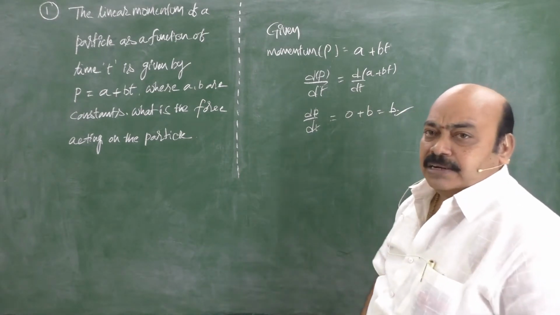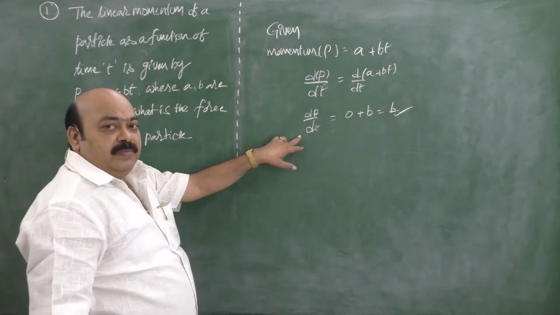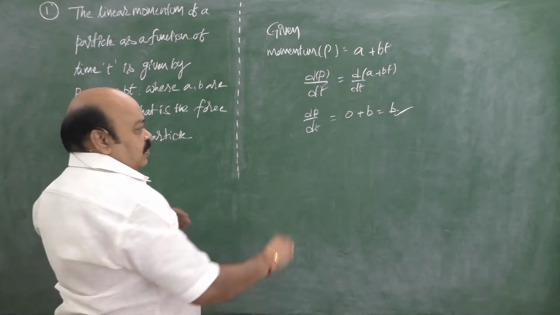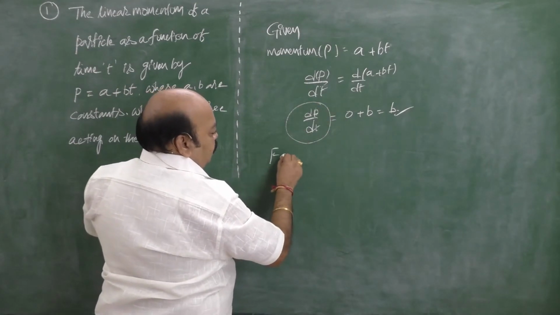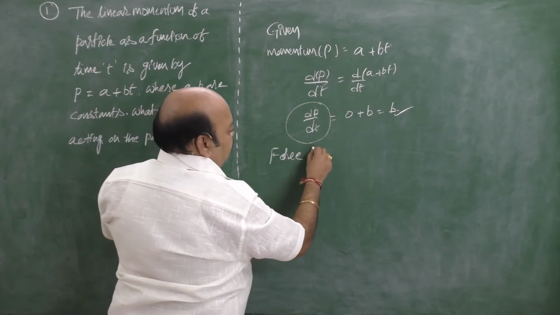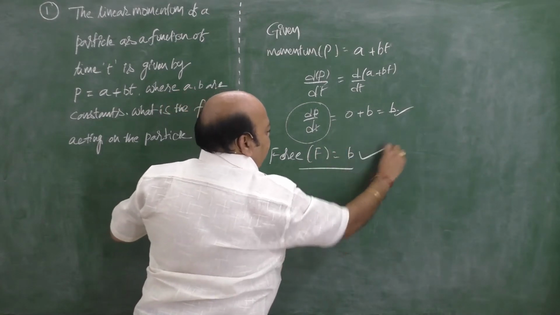But from theoretical knowledge, the rate of change of momentum is nothing but force. That's why in place of this dp by dt, we can write force, F, is equal to simply b. So, this is the right answer.